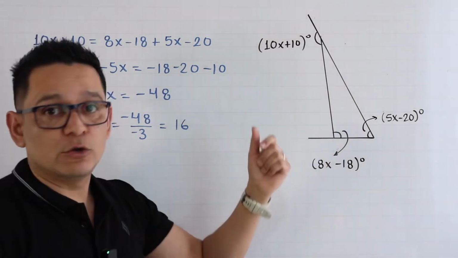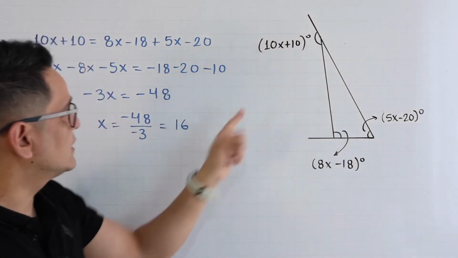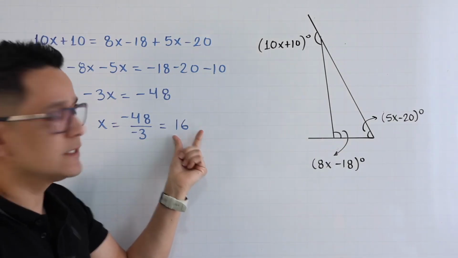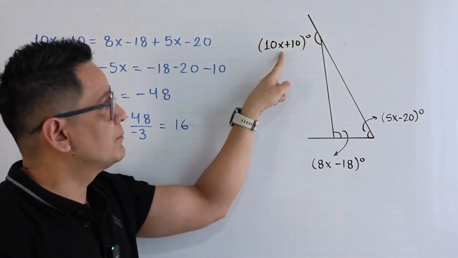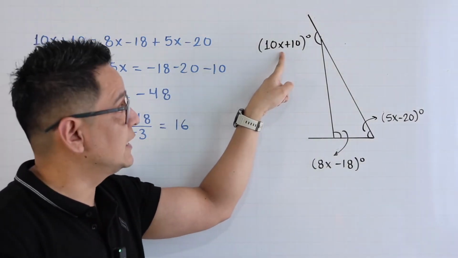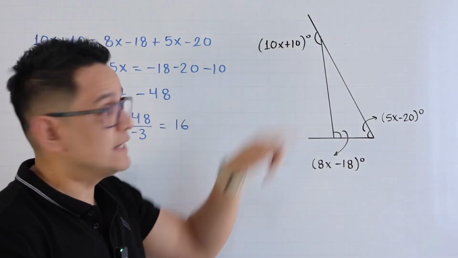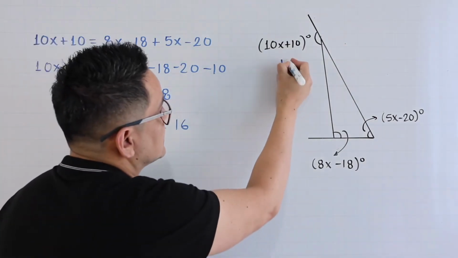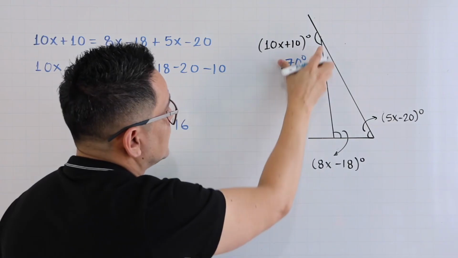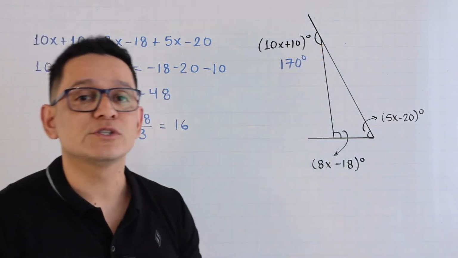Let's see. This one is easy to do, right? Because x is equal to 16. So I have 10 times 16 is 160, and 160 plus 10 is 170. So this one is simple. We already have that. This angle measures 170 degrees.